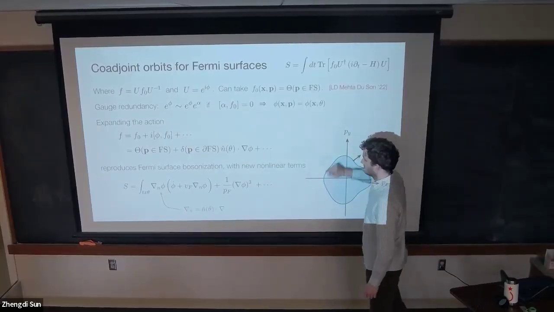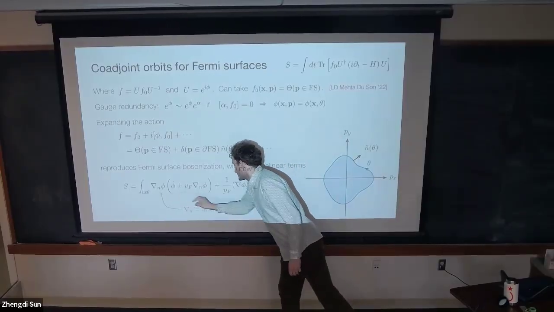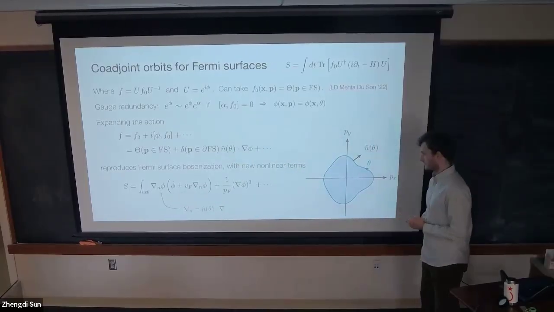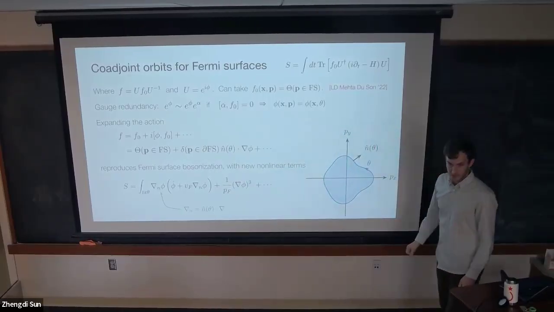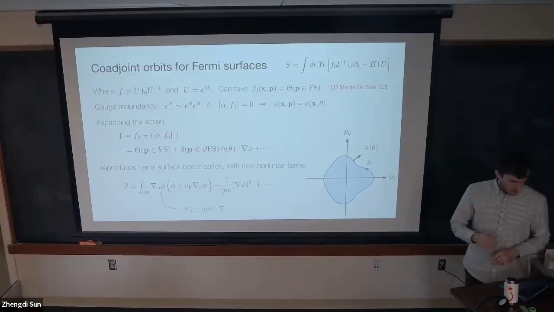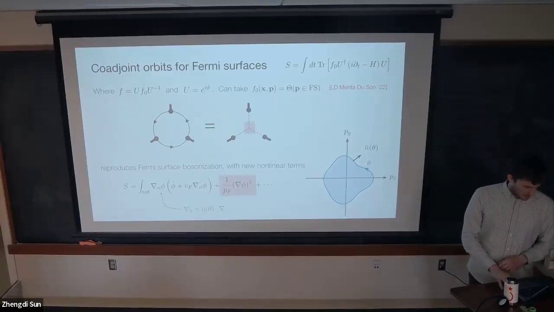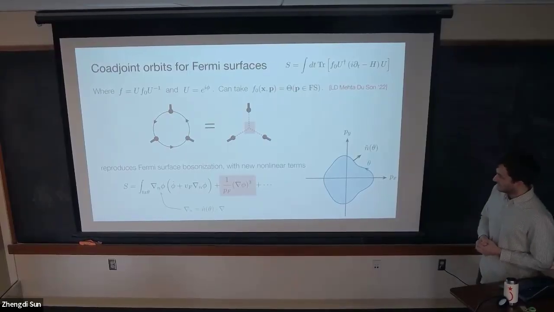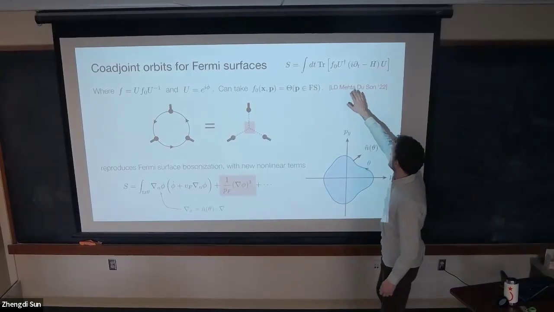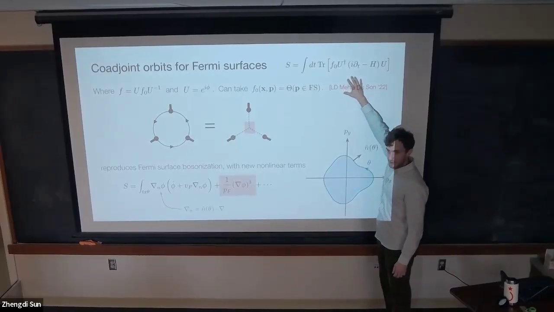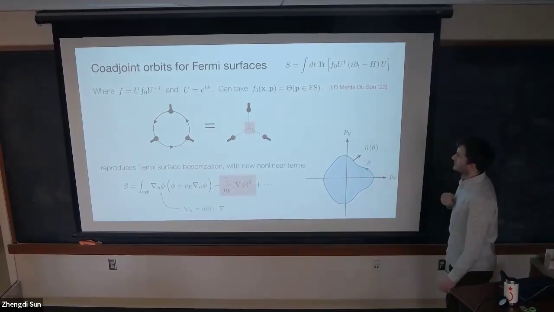You plug this in the action, and what you'll land on to leading order is this Carroll boson at every point of the Fermi surface. Okay? And it will also give you a whole set of nonlinearities. And again, these nonlinearities, their role in life is to produce a nonlinear response. And one thing we checked is that this gives you the expected higher point functions of a Fermi gas. So this action here was for free fermions. Remember, we derived this for free fermion.